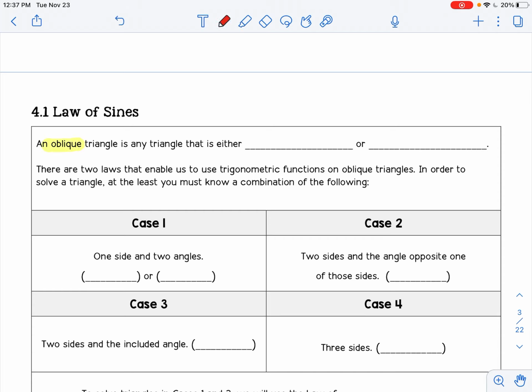Okay, so oblique triangles, just as a reminder of this term, are either acute, which means they have all three acute angles, or obtuse, which means they have one obtuse angle, if you remember that. Okay, but not a right triangle.